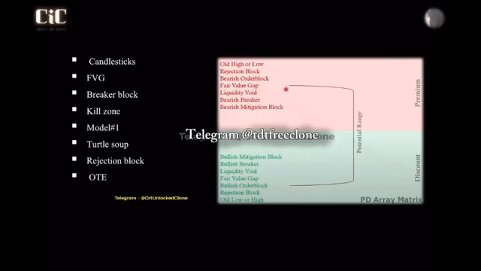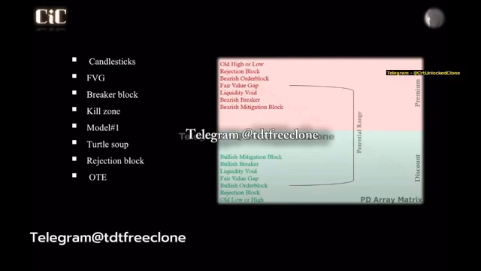Of course, in this hierarchy, the strongest key level or PD array is the bearish breaker and the bullish breaker. Right, so the breaker is the strongest PD array, and you better have a notebook at hand, writing down everything I'm saying. The most common terms are candlesticks, FVG, breaker, kill zone, especially model number 1, turtle soup, rejection block, and OT.